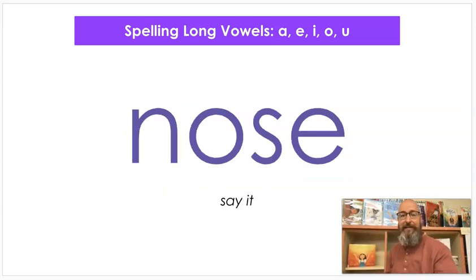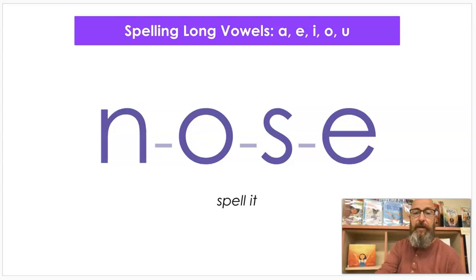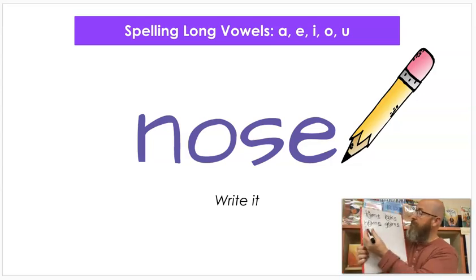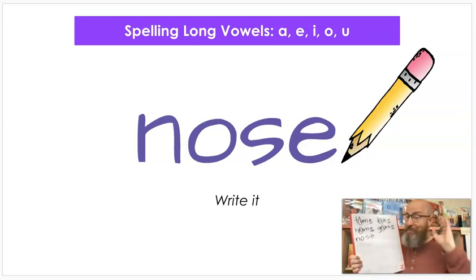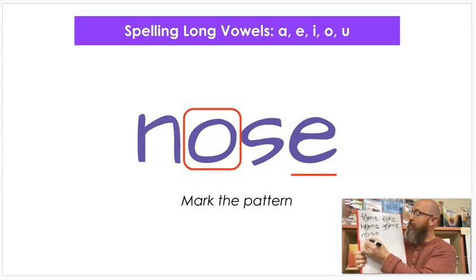Our next word is nose. Say nose. Map the sounds. N, O, Z, nose. Spell it. N, O, S, E, nose. Write it. N, O, S, E. What's the long vowel sound? O, very good. Circle the O, and what are we going to underline? The bossy E, that's right.